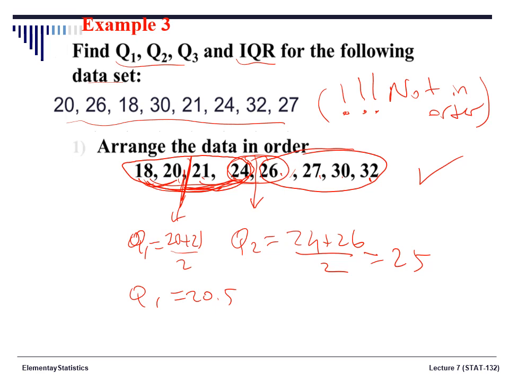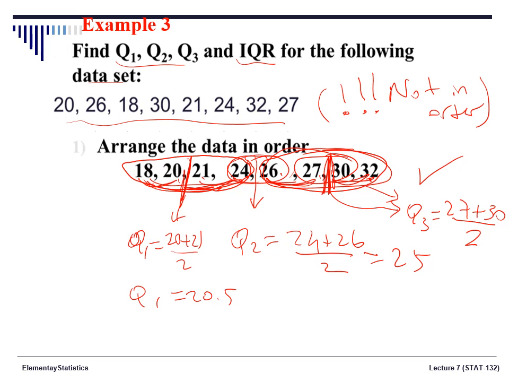Now, when it comes to the other one, the right half, the median should be here so that it divides the data into two sets. So then Q3 will be (27 + 30) divided by 2. So this is the median of the right half.